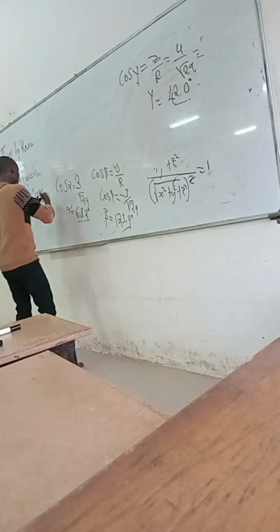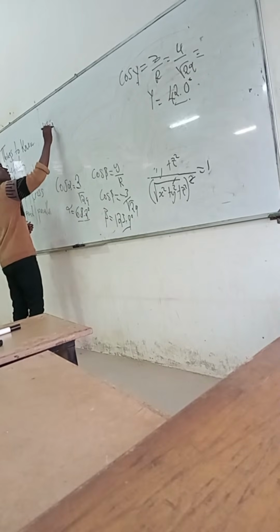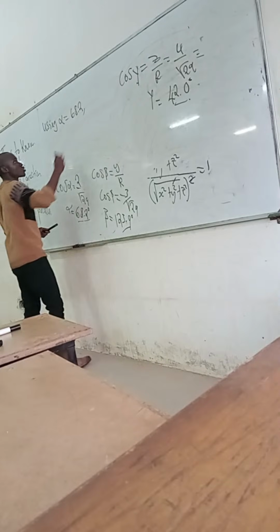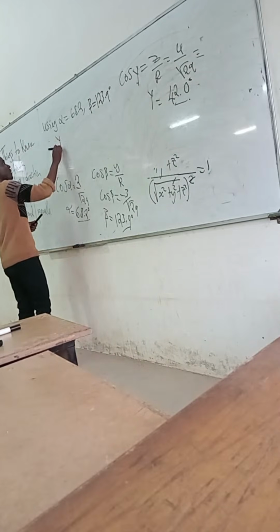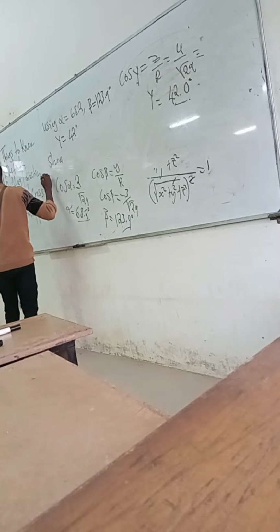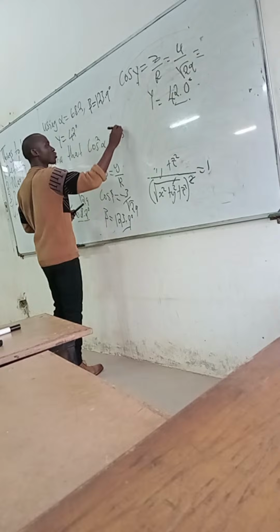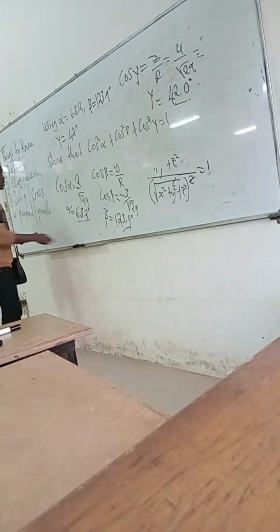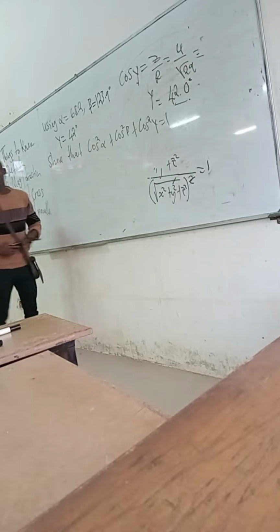So now, my question will be, using alpha equals to 68.2, beta equals to 123.9, and gamma equals to 42 degrees. Show that, and it will just carry 2 marks. Show that cos square alpha plus cos square beta plus cos square gamma equals to 1. So using these angles, show that cos square alpha plus cos square beta plus cos square gamma equals to 1. How do you do that?